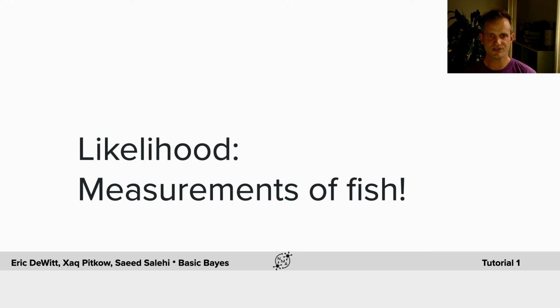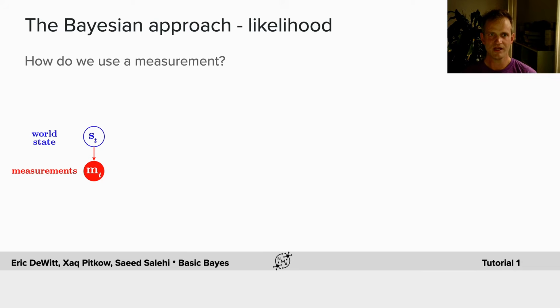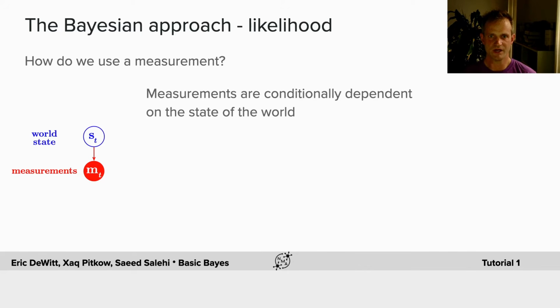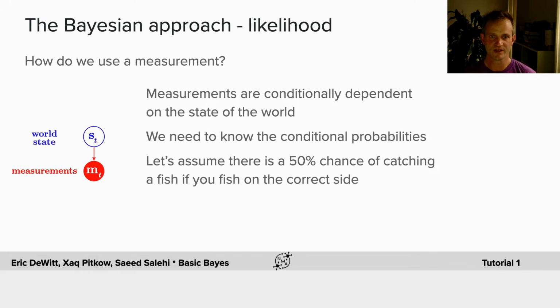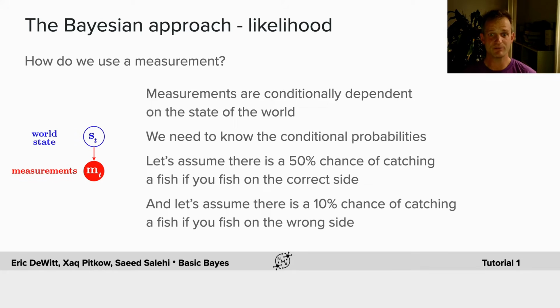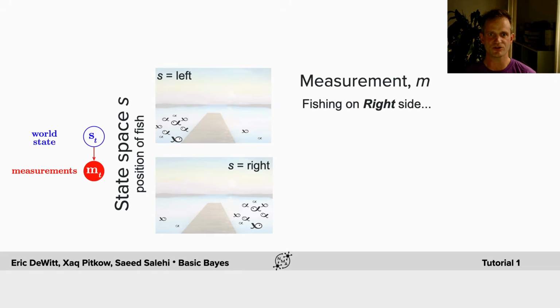So let's consider likelihoods in more detail. How do we use a measurement? Well, measurements, as we said, are conditionally dependent on the state of the world. We need to know the conditional probabilities. Let's assume there's a 50% chance of catching a fish if you fish on the correct side, and let's assume there's a 10% chance of catching a fish if you fish on the wrong side.